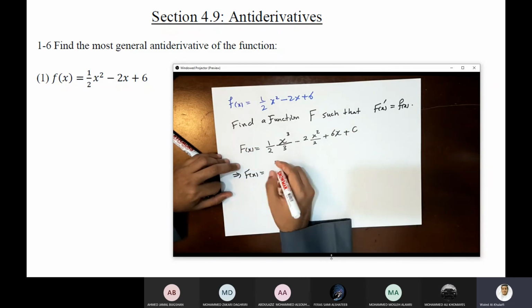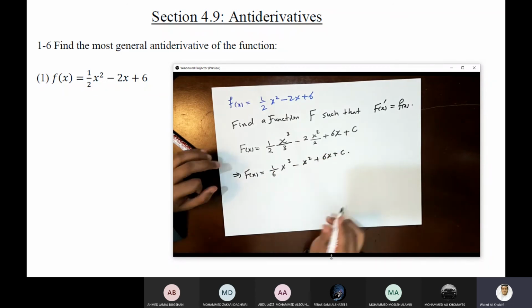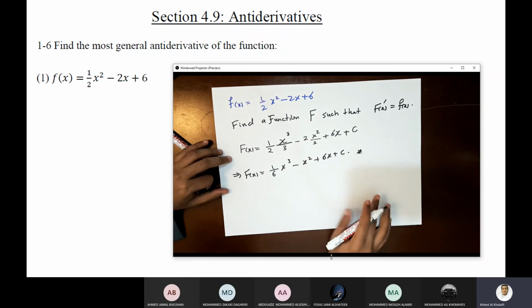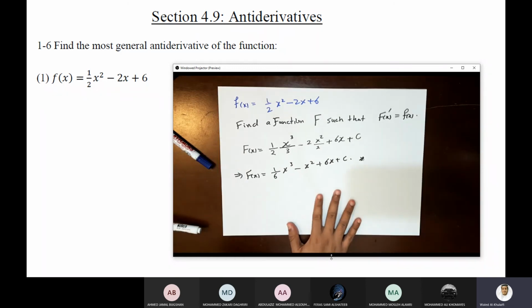Let's simplify this. This is x to the power 2 with 2 will go. So you have x squared plus 6x plus C, and you are done. Okay. So this is for the first one.